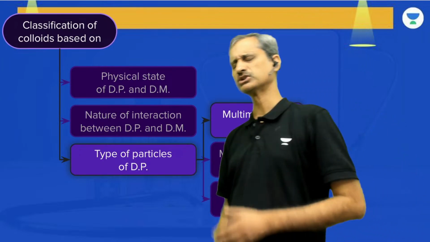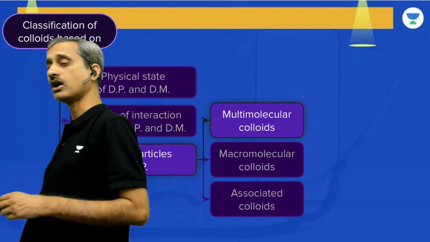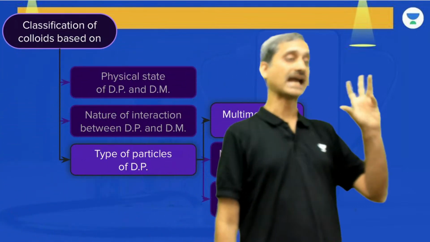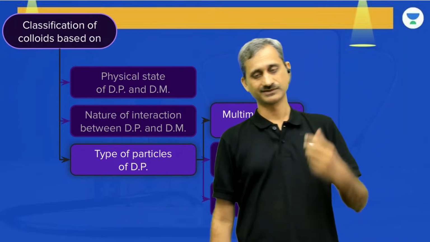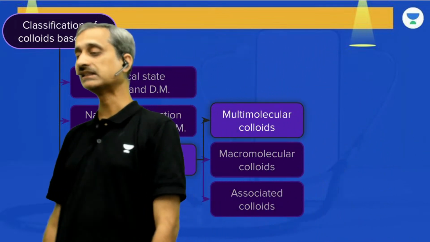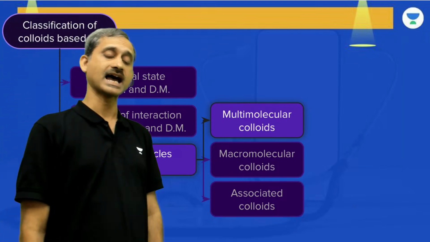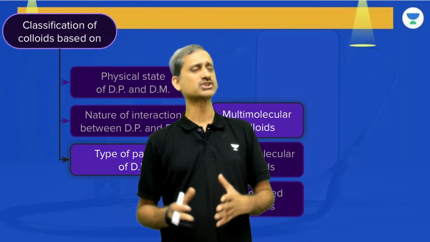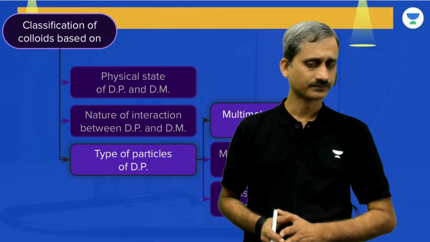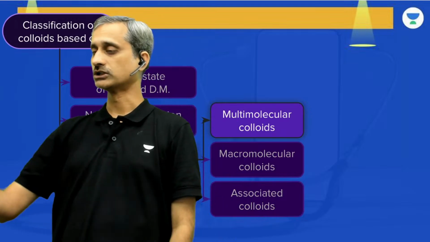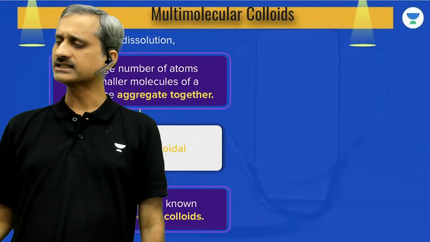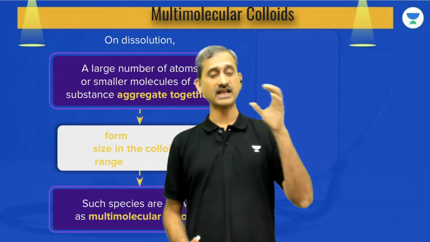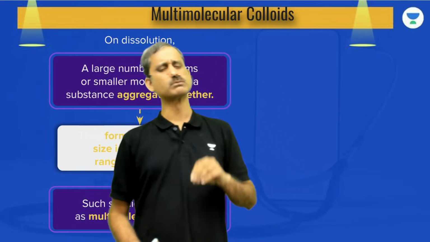Now we are going to talk about the classification of colloids on the basis of the types of the dispersed particles. That is, what kind of particle is being dispersed. And on the basis of that, we have multimolecular colloids, macromolecular colloids, and associated colloids. Now, the name itself tells you about the nature of these colloids. Like when we talk about multimolecular colloids, the multimolecular colloids are the ones in which the particles of the substance that we have dispersed are quite small.